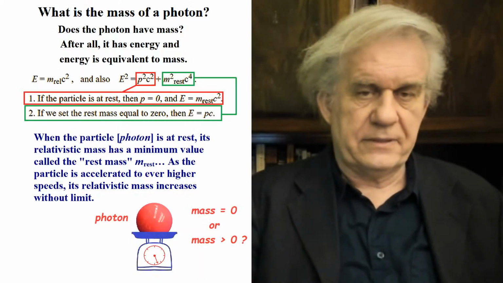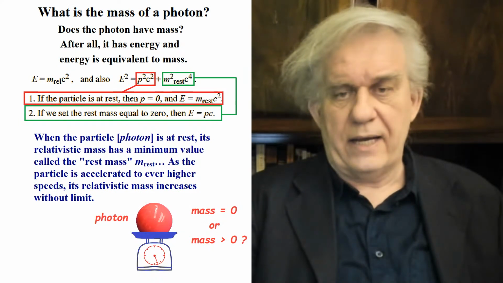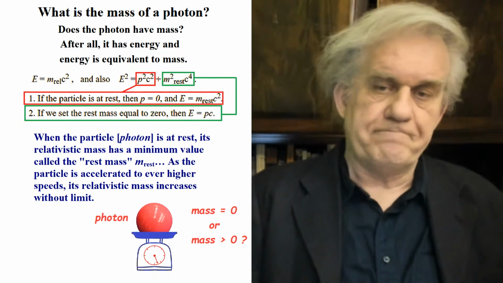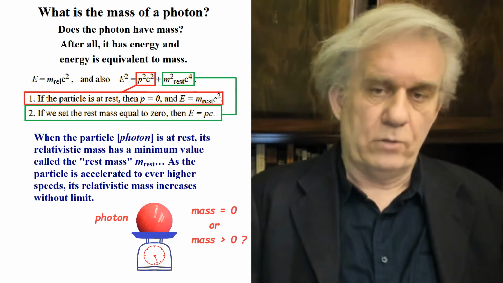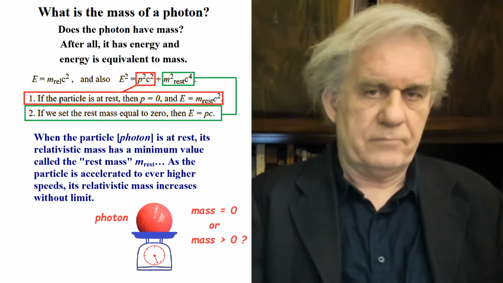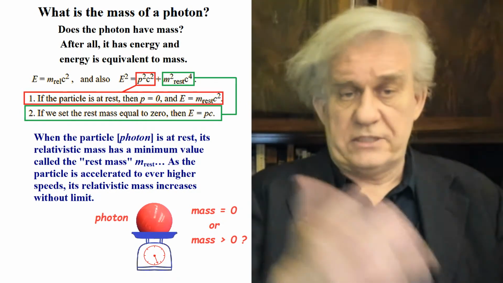An issue related to this is whether the photon has mass. And you'll see why, because this is what's going to lead to the Higgs boson. They're going to try to figure out because of this problem. So let's start here. What is the mass of a photon?